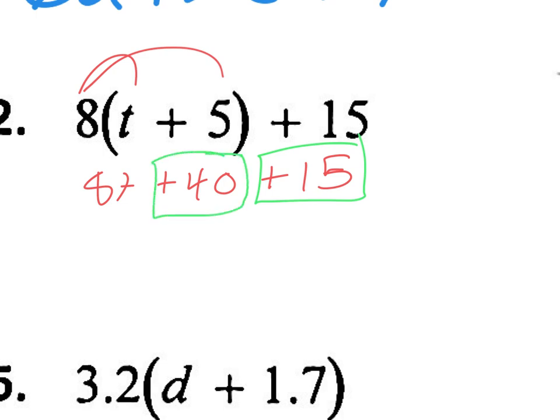And then we have this 8t that's on its own. So we're going to do most complex. So 8t plus 55.